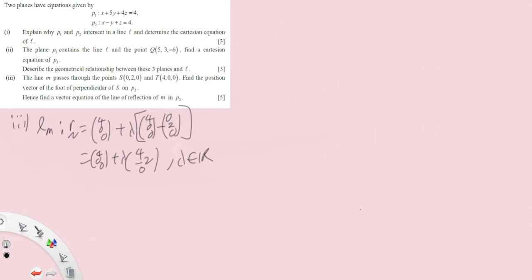Then you want to find the position vector of the foot of perpendicular of S on P2. Alright, so once again, dealing with planes, use the normal vector. If this line M passes through 4, 0, 0, what we notice is that 4, 0, 0 lies on P2. That makes our life easier because we also know that 4, 0, 0 lies on L, and P2 has L, so we can just use that point 4, 0, 0.